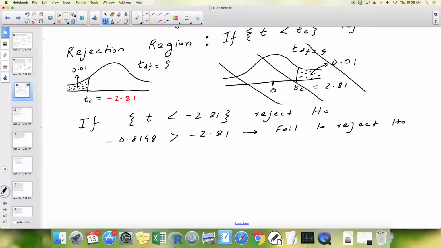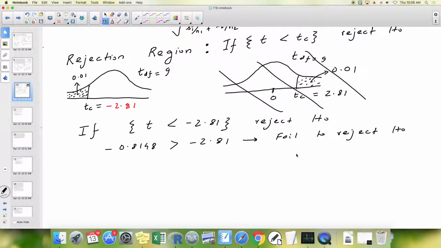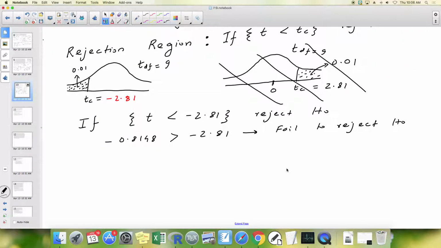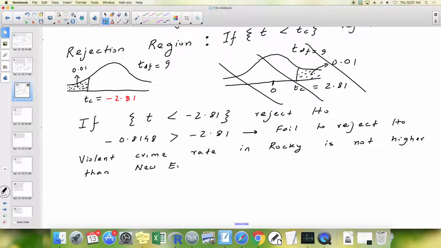Which only means that, does the violent crime rate in Rocky Mountain is higher than New England? So the violent crime rate in Rocky Mountain State is not higher than New England.